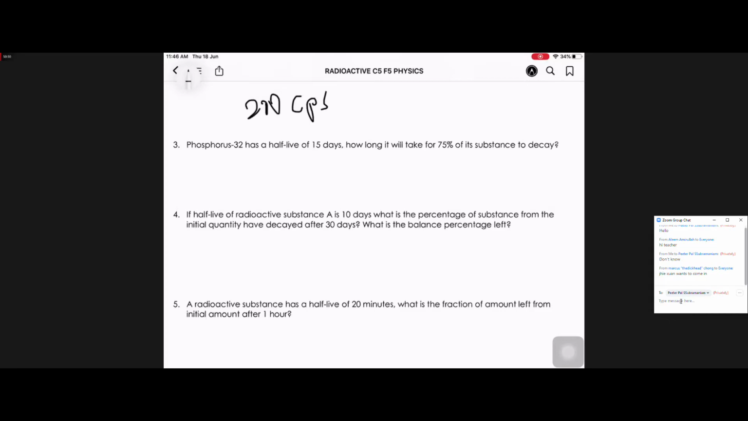So I want the total time. How long will it take for 75% of its substance to decay? If you don't use the formula, it's also fine, no issue. Each half-life is 15 days. For 75% to go off, the remaining balance is only 25%. How long will it take?